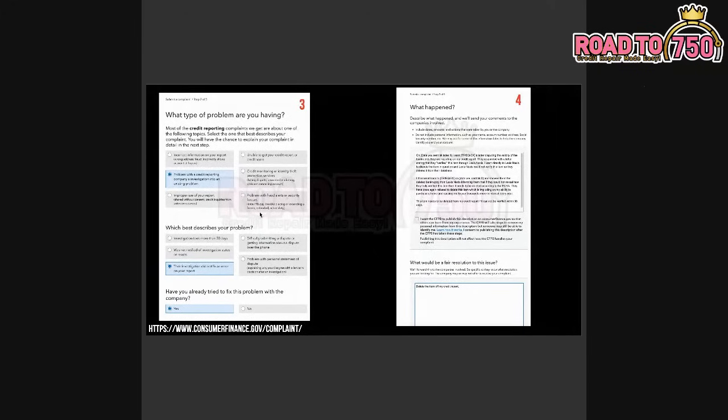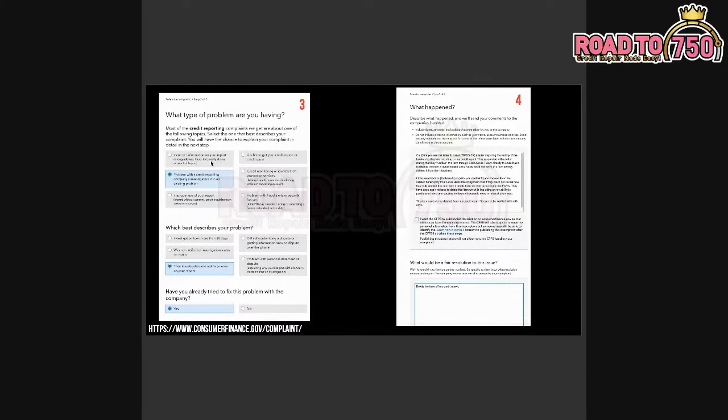So then it takes you to this screen. What type of problem are you having? You select the second option, which is a problem with a credit reporting company's investigation into an existing problem. I want to pause right here. A lot of people were choosing the first one, which says incorrect information on your credit report, and it says wrong address, fraud, incorrectly shows account still open. Do not choose that option for this bankruptcy.